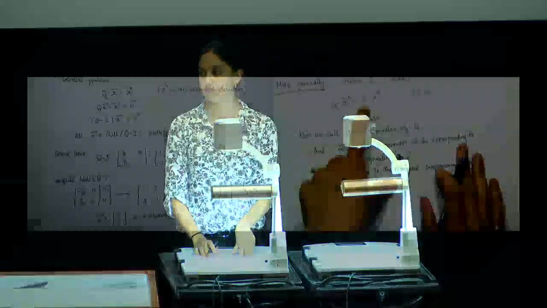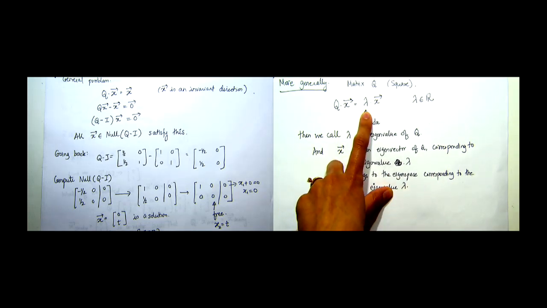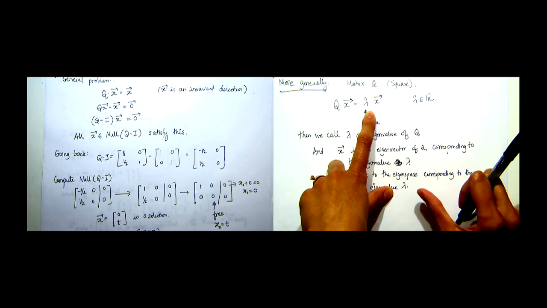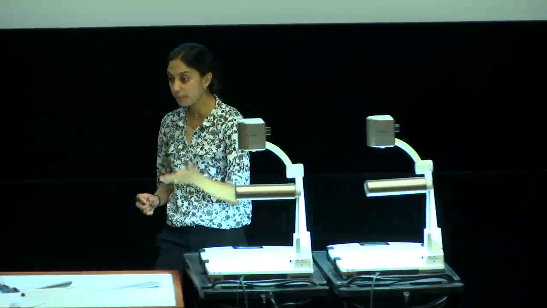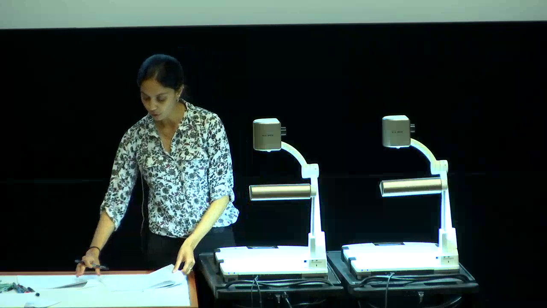What's another value of lambda that we've seen before? Lambda equal to 0, right? If lambda equal to 0, that means q times x is just 0. If q times x is equal to 0, x belongs to the null space of q, but also x belongs to the eigenspace corresponding to the eigenvalue of 0. Is that clear to everyone? So you've actually seen this idea of eigenvalues and eigenspaces before, just in a slightly different form. And what we're going to do now is build up on this. Yes, question.